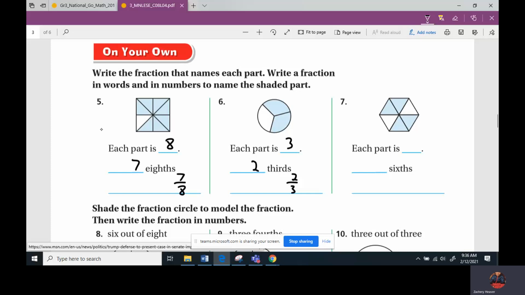Here, each part is 6. So we have 1, 2, 3, 4. 4/6 that is shaded, so it's going to be 4 over 6.